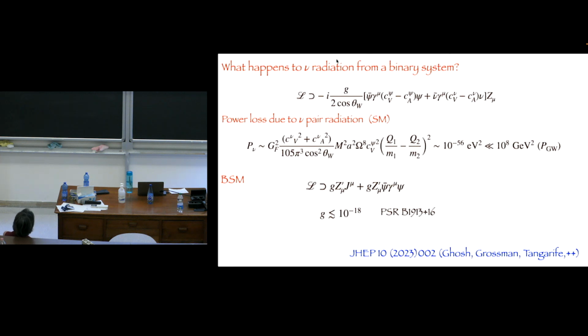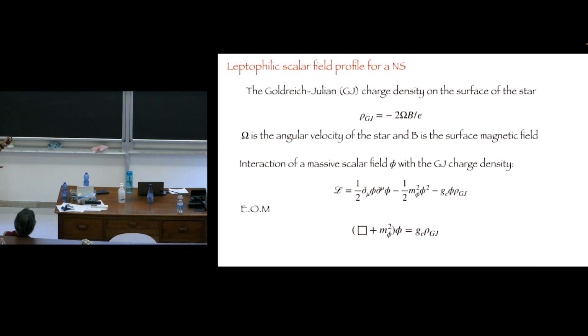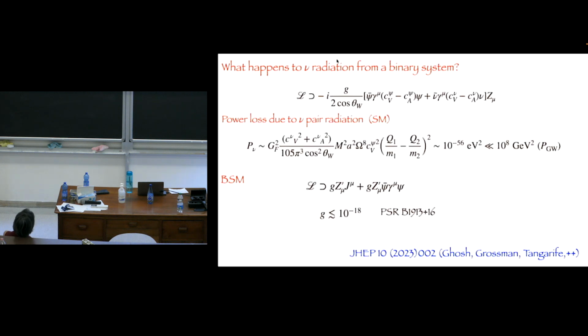But you can go to BSM models where your Z is now Z prime, and then you will get similar types of bounds. That is what they obtained, which is roughly of the order of 10 to the minus 18, okay.